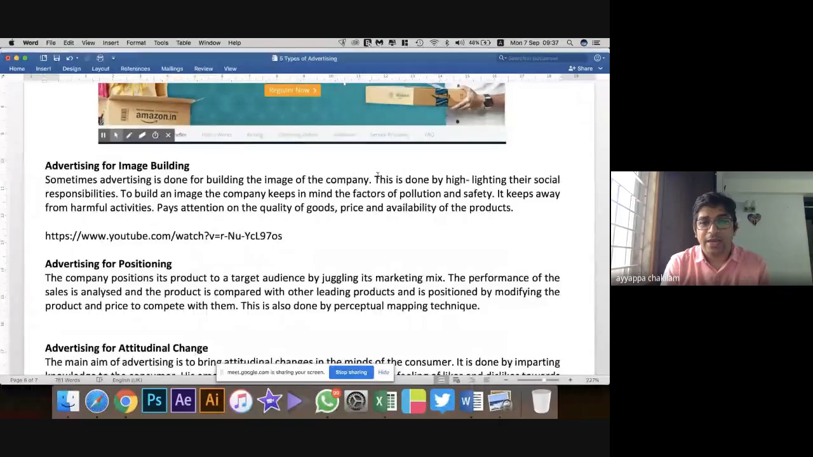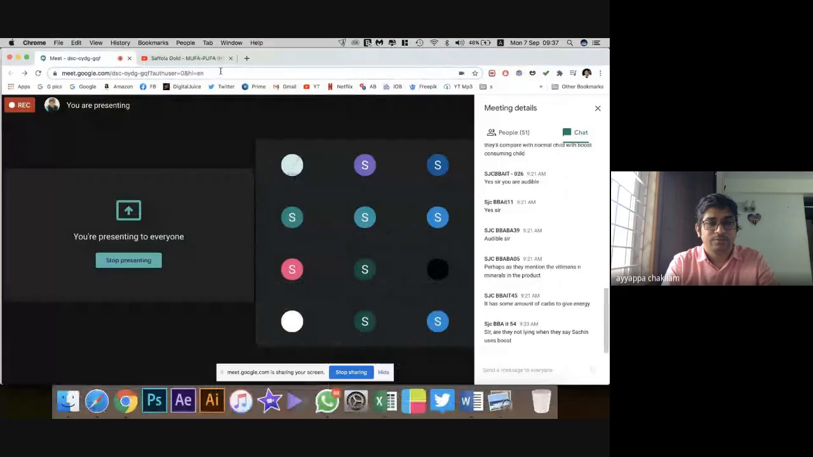This is done by highlighting the social responsibilities, is done for building the image of the company, to build the factors of pollution or safety. Sometimes it is done to make sure that they're highlighting the social responsibilities, CSR, that is there. So let me show you the example for this.